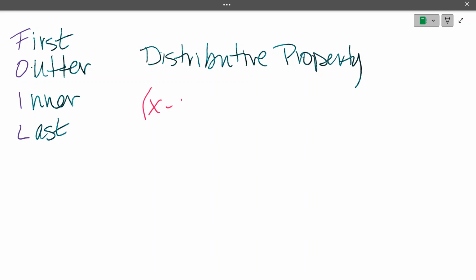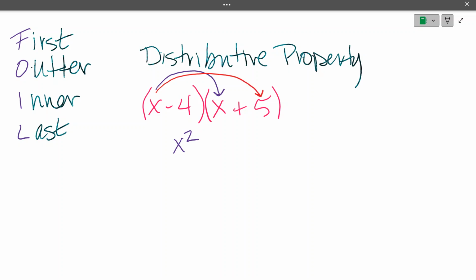So let's try to FOIL or distribute these two binomials. So if we are going to do the first terms, that means we are multiplying x times x together and we get x squared. Next, we look at the outer terms. So in this case, the outer terms would be x times 5. So x times 5 is plus 5x.